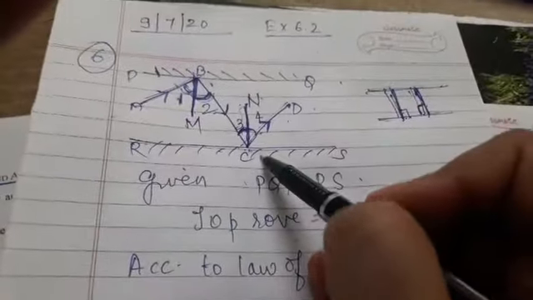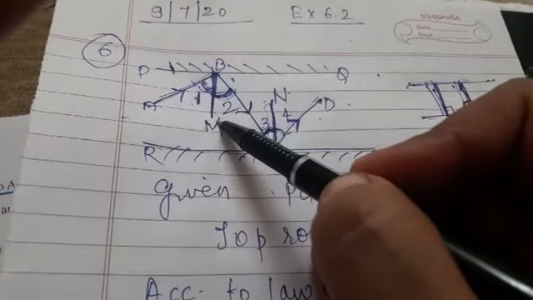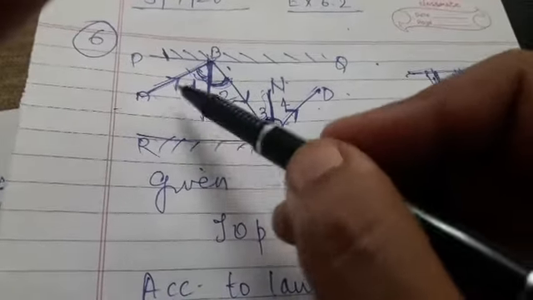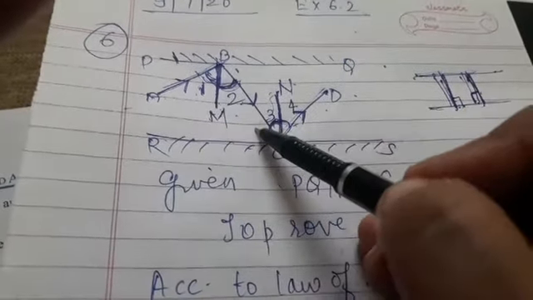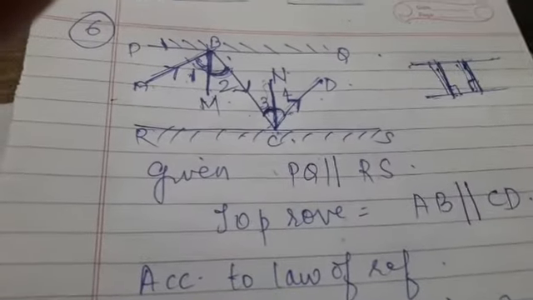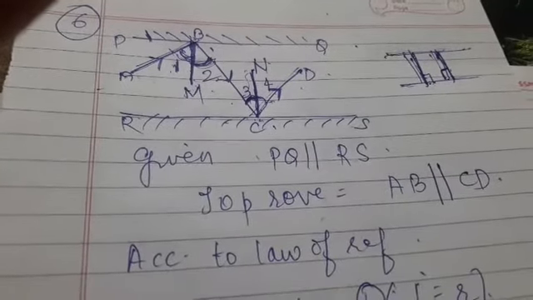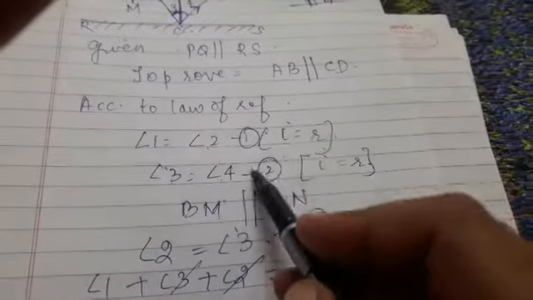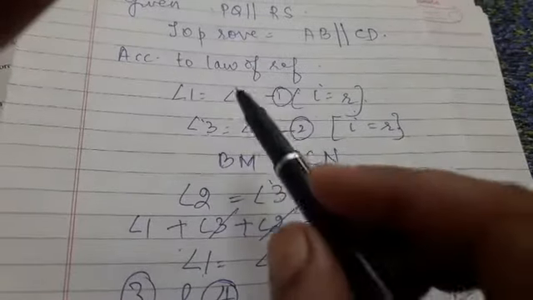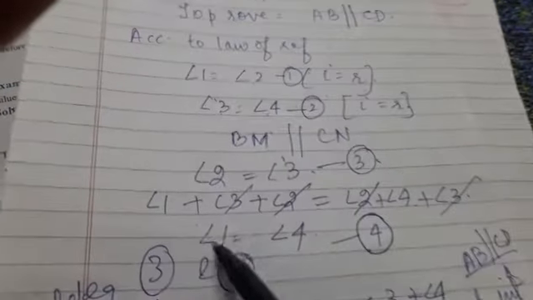These are the two parallel mirrors. We draw two perpendiculars which are called normals. When these normals are taken here, 1 will be equal to 2, 3 will be equal to 4, and when I take the angle of incidence equal to the angle of reflection and add these three equations, I get 1 is equal to 4.